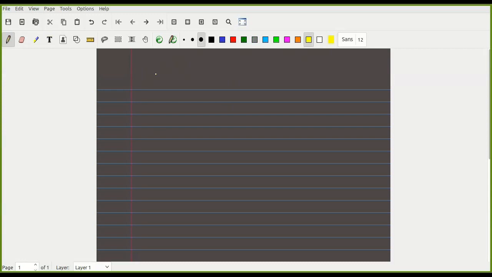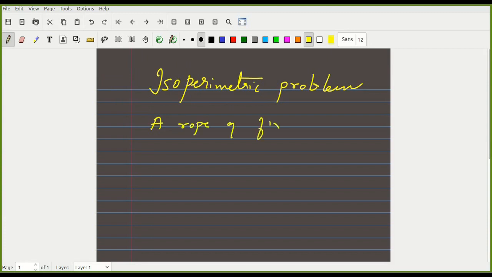So guys, today I will talk about this isoperimetric problem that we wanted to discuss the other day. Okay, so here we have this kind of problem. Given a rope of fixed length, say L, a rope of fixed length L.